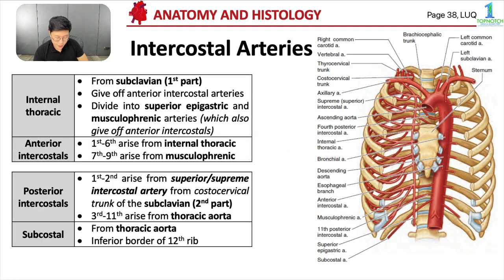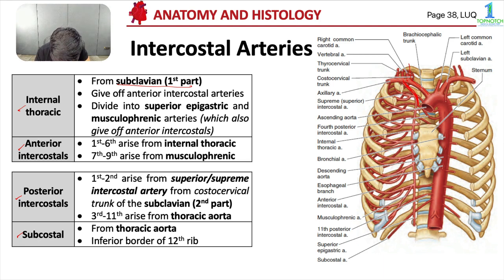For intercostal arteries, you have the internal thoracic artery, giving off your anterior intercostals, and you have your aorta, your thoracic aorta, giving off your posterior intercostals and subcostal artery. So the internal thoracic artery, remember, is from the first part of the subclavian. So ito yung brachiocephalic trunk, magsisplit siya, ito yung common carotid, ito yung subclavian na. This first part of the subclavian gives off this internal thoracic artery. And this one gives off your anterior intercostals.